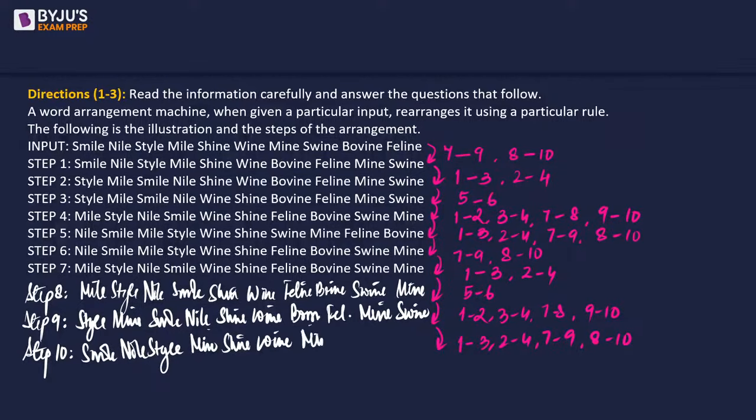Bovine and mine will interchange. Mine goes here, bovine goes here. Swine इधर आ जाएगा और feline इधर आ जाएगा. हाँ, अब ये क्लियर है कि आपका जो ये वाला जो स्टेप है, स्टेप 10, this is same as the Nile, style, mine, shine, wine as the input.